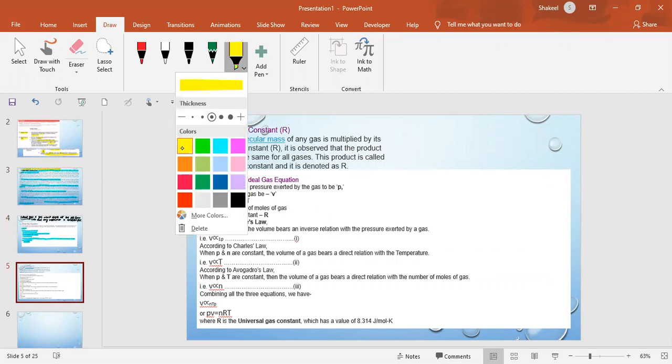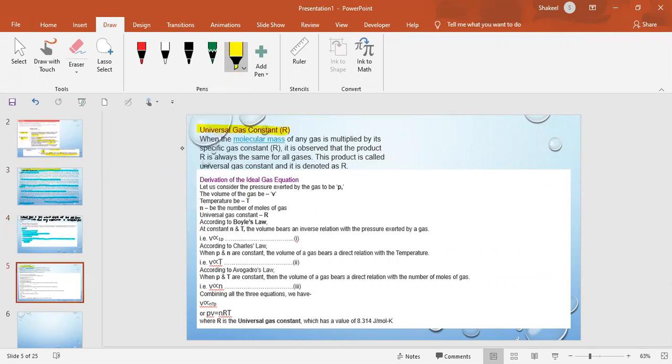Let's move on to studying what the universal gas constant is. When the molar mass of any gas is multiplied with the specific gas constant, it is observed that the product is always the same for all gases. This product is known as the universal gas constant. This is the definition of R. And the value of R is 8.31 joule per mole per Kelvin.